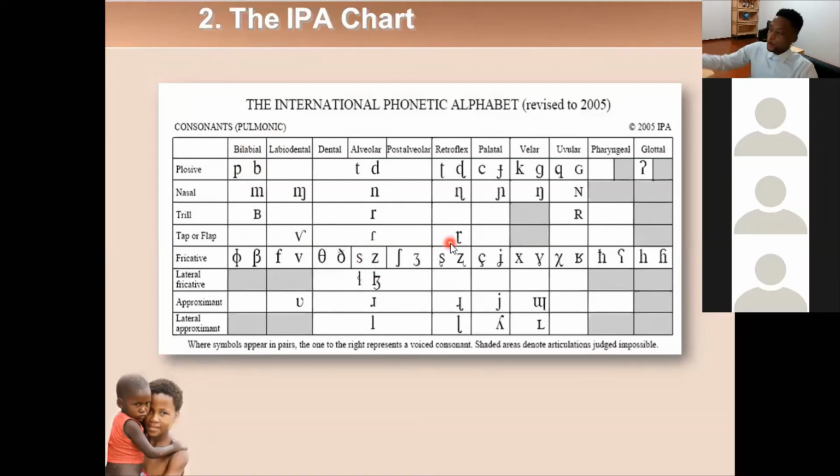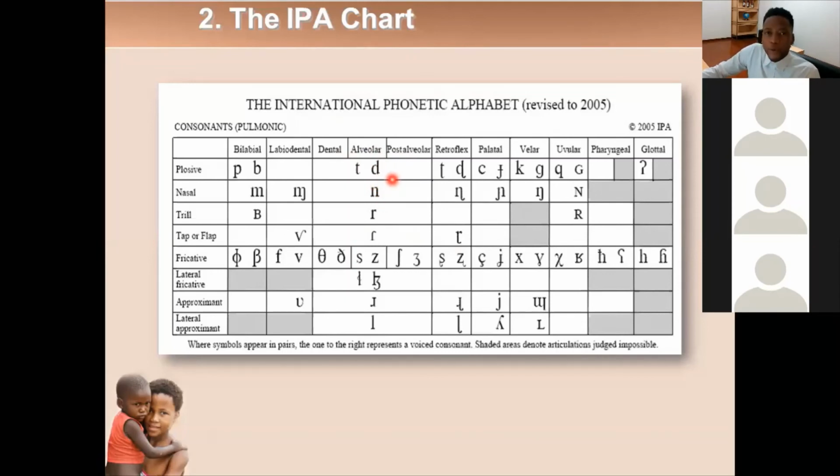Okay, can somebody tell me the name of this sound that I'm highlighting here? If you follow this red dot here, these sounds look like the letter T and the letter D. They could be called dental plosives, alveolar plosives, or post-alveolar plosives.